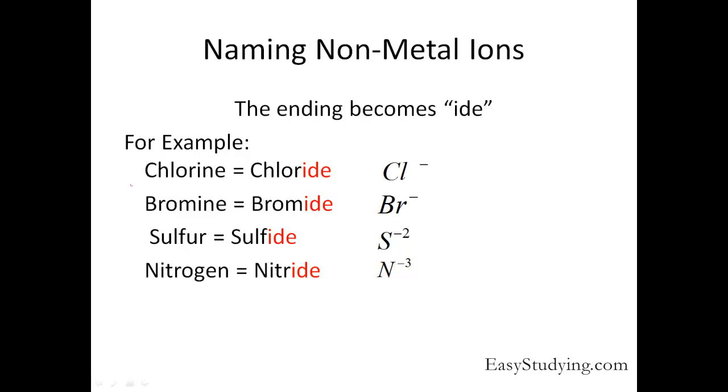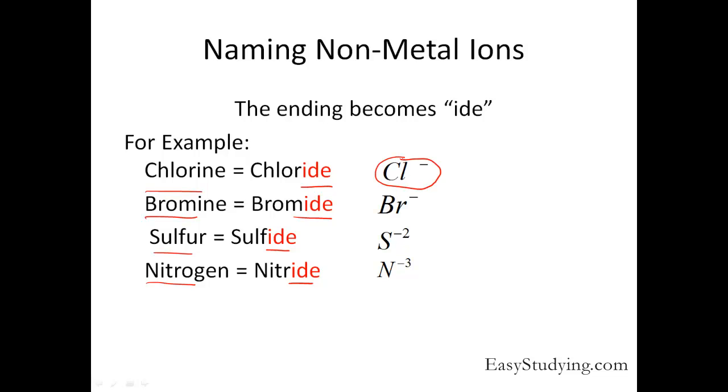Naming nonmetal ions. In naming nonmetal ions, we take the original element, such as chlorine, bromine, sulfur, and nitrogen, and we add the ending "ide" to them, as you can see here in red. The ide ending means that these elements exist on their own or in their ionic state. I wrote their ionic states on the right side.